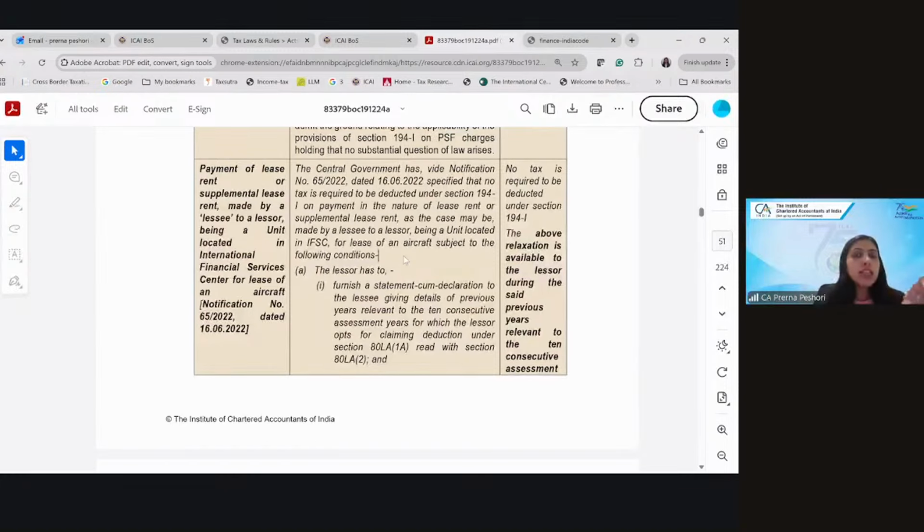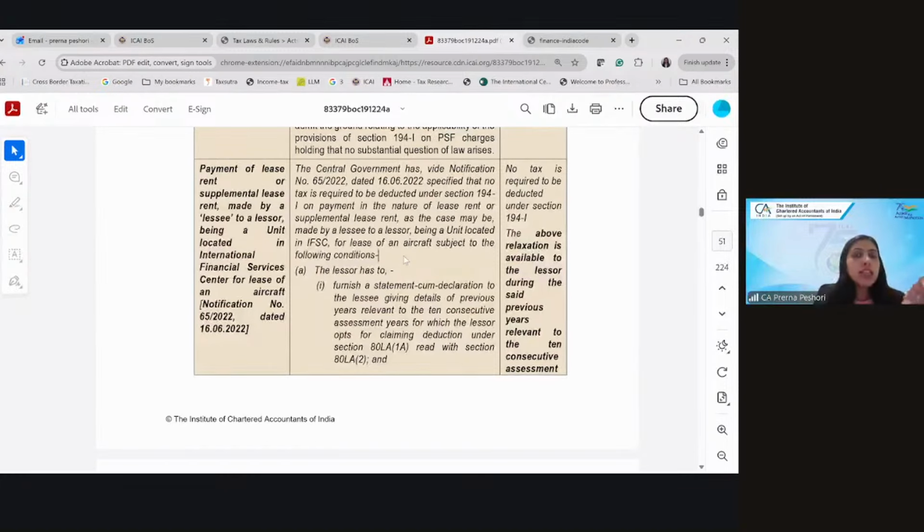However, the relaxation is available to the lessor during the previous years relevant to the 10 assessment years in which he has claimed the deduction under section 80LA. So for the 10 years for which he has claimed the deduction under 80LA, it will be applicable. This is in order to incentivize the IFSC unit. So for the years it is claiming the 80LA exemption, in those years the TDS under 194I will not be applicable on the lease rental for the aircraft. Clear?